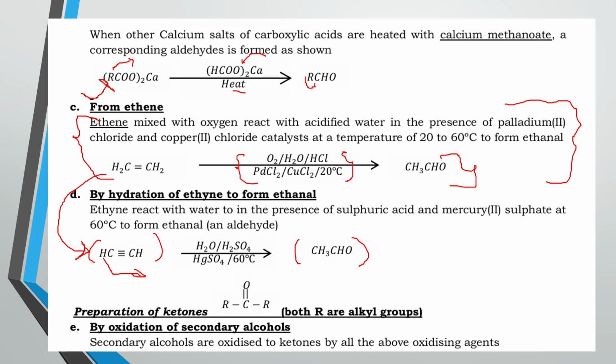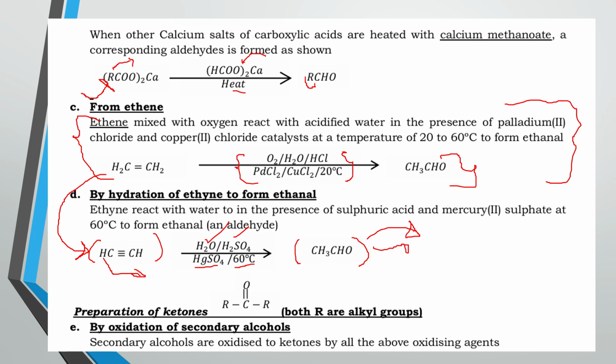But note the arrangement for this reaction. It's a hydration reaction, so we write water first, followed by sulfuric acid, and then the catalyst, we put it down the arrow to be silver sulfate, and then stroke it with a condition of 60 degrees Celsius as the temperature. And you have said that it's only ethyne that gives us an aldehyde. Other alkynes are going to give us ketones.